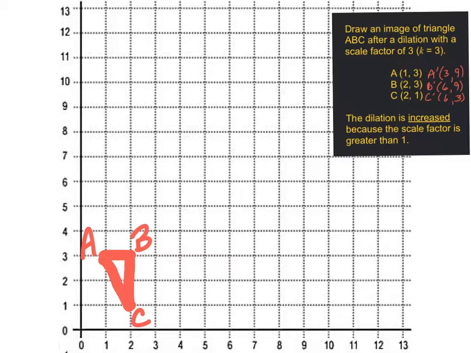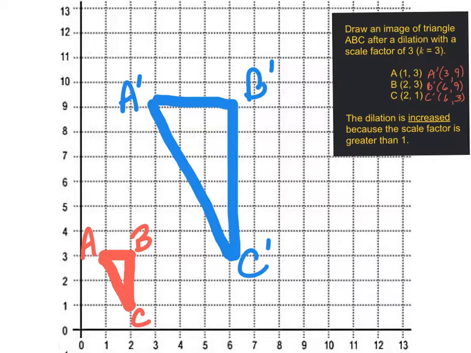Of course, now we have to plot those points. So A prime is over 3, up 9, B prime is over 6, up 9, and C prime is over 6, up 3. So this blue triangle is the dilated image of the red triangle, and it's been dilated by a scale factor of 3.